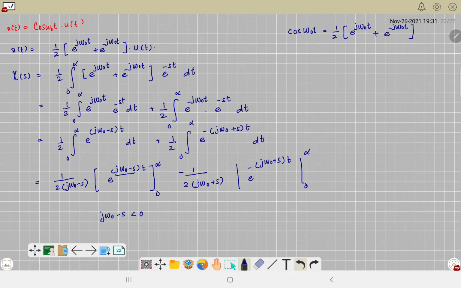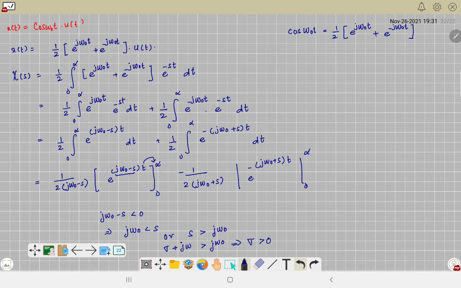Then only it will become e raised power minus infinity as t proceeds to upper limit infinity, which means j omega naught should be less than s. I can say s should be greater than j omega naught, but s is equal to sigma plus j omega. It should be greater than j omega naught. If we compare real and imaginary parts, because on the right hand side there is no real part, so sigma should be greater than 0.